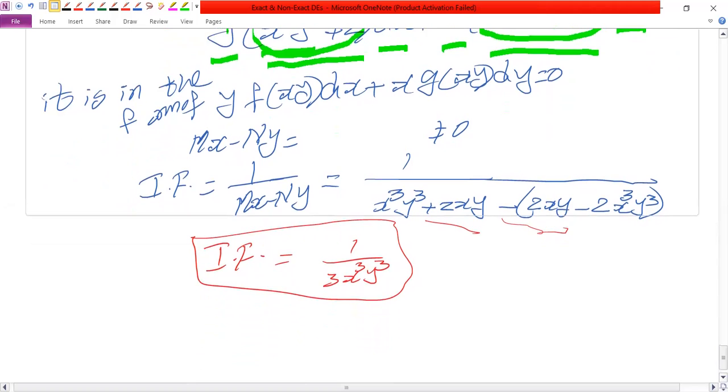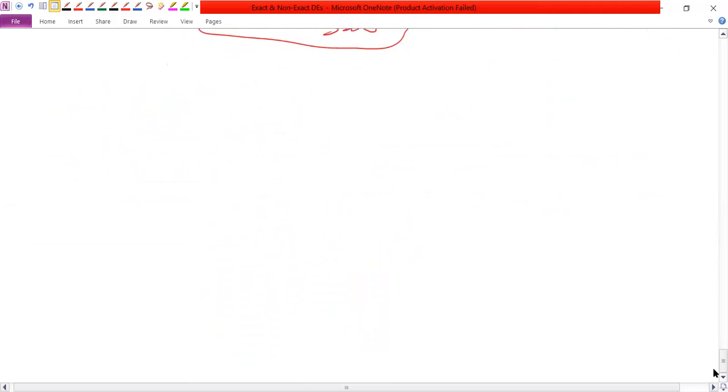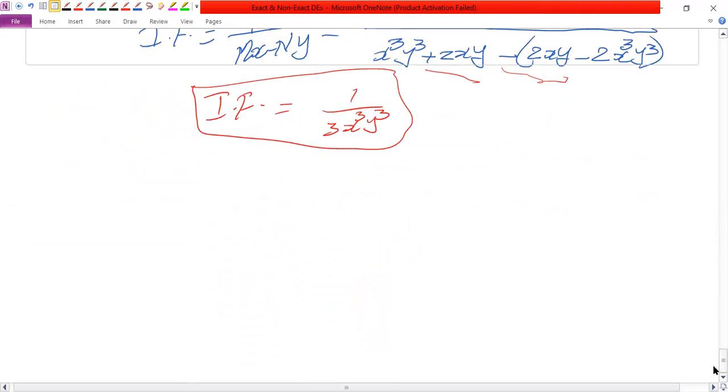After finding the integrating factor, we have to multiply the given equation number 1 with this integrating factor, then we'll get equation number 2. That equation we have to compare with M1 dx plus N1 dy equals 0. Then we can identify M1 and N1. From M1 and N1, find dou M1 by dou y and dou N1 by dou x. If both are equal, then we can say equation 2 is exact. For that exact differential equation, we have to find the solution. So with this, I'm stopping this type.